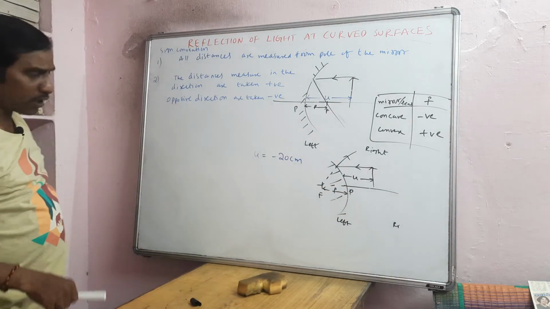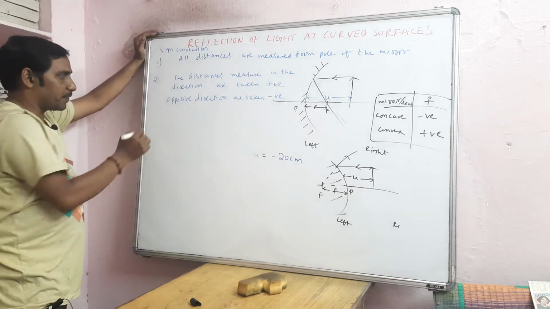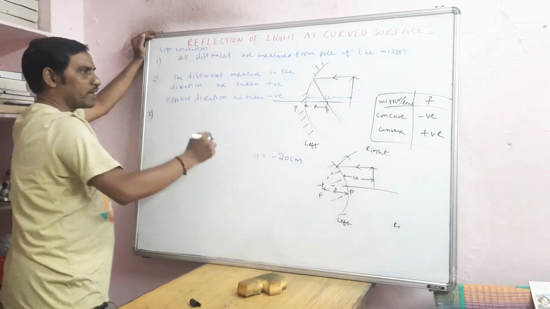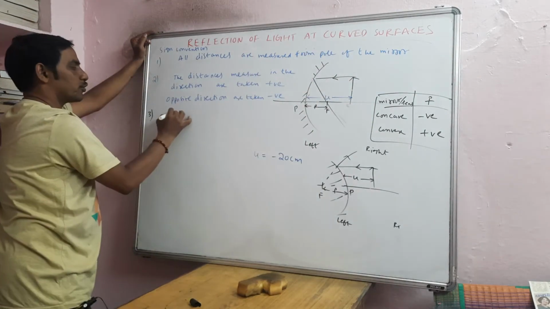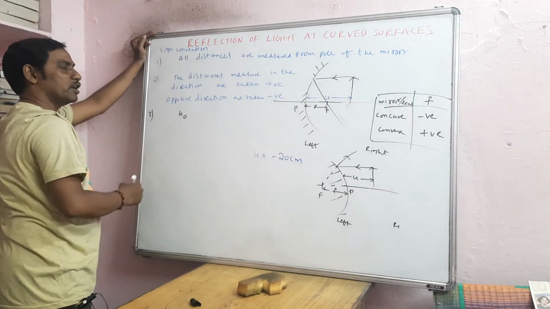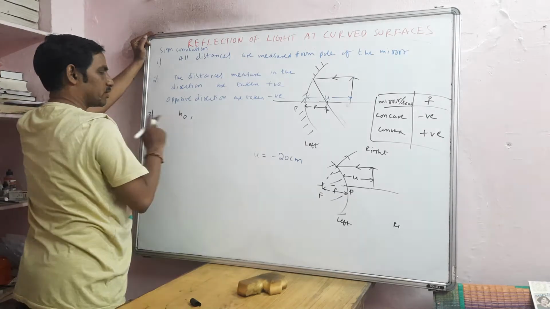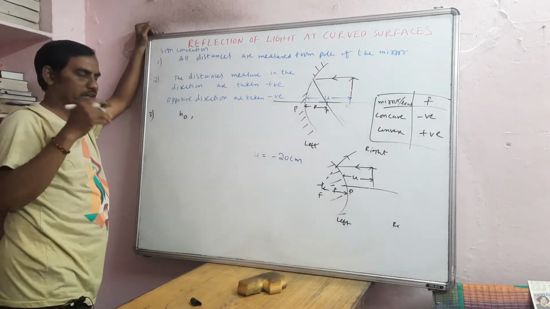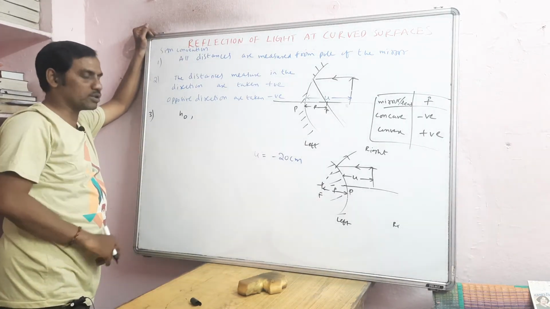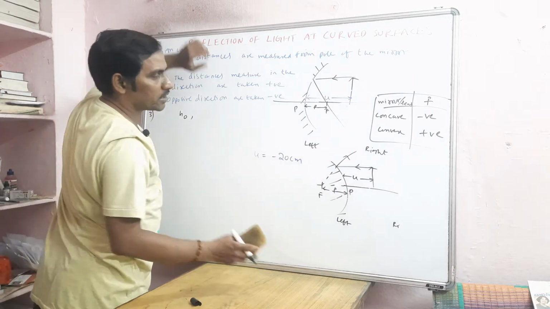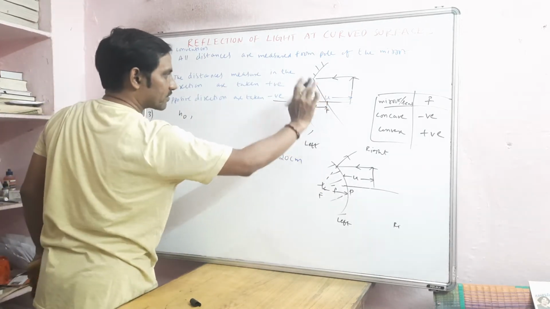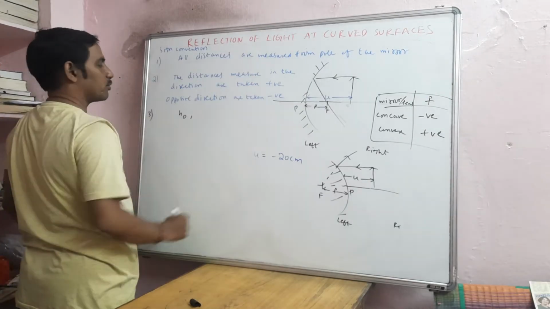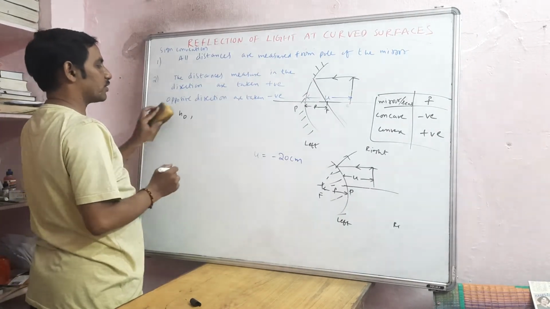Now the third point: distances taken above the x-axis, meaning the height of the object. If you are taking it above, you take it as positive. Whether it is the height of the object or the height of the image, generally we take it as positive. Generally we don't take the object below the axis. When we take an object, we always take it above the axis. So what do you have to write here?